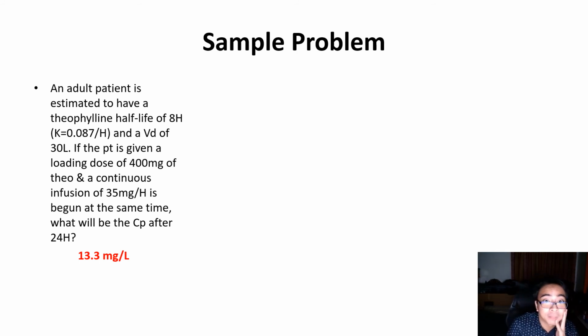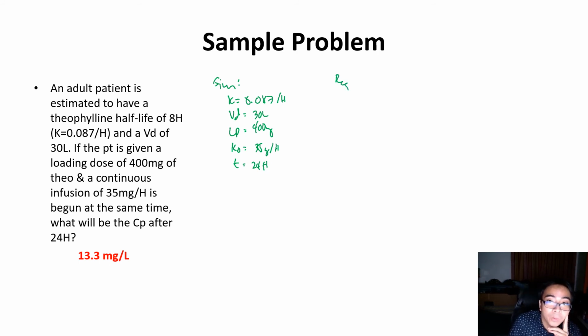Okay? So, sige, swap natin ang mga given natin. Ano bang given natin? Half-life. Hindi na. O, yan. K equals 0.087 per hour. May VD tayo, which is 30 liters. Okay, what else do I need here? Loading dose. That was given was 400 milligrams. Rate of infusion was 35 milligrams per hour. Ang time na kailangan ko dito is after 24 hours. Okay? So using this data, I can actually start to compute na. So ang required ko is plasma concentration after 24 hours is unknown. So combine loading dose and maintenance dose.